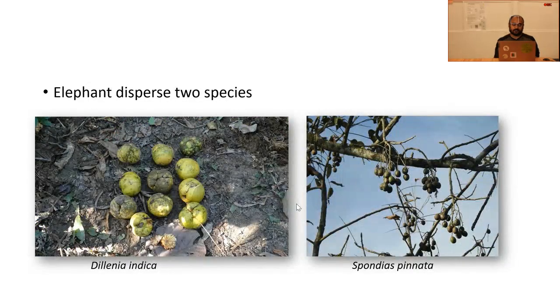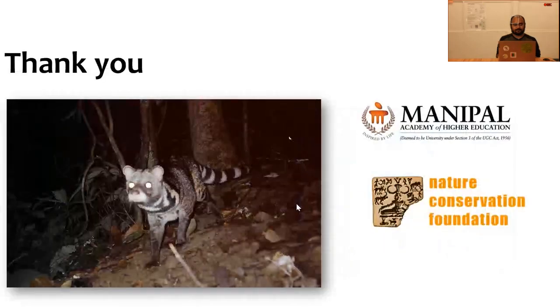Elephants I have found dispersed these two species, one is Dillenia and one is Spondias, and I am sure lots of people also eat these two species. In Assamese, one is called Outenga and the other is Amoratenga. They have a very long history in the Assamese culinary process. And yeah, thank you. This is all about mammals in dispersal.